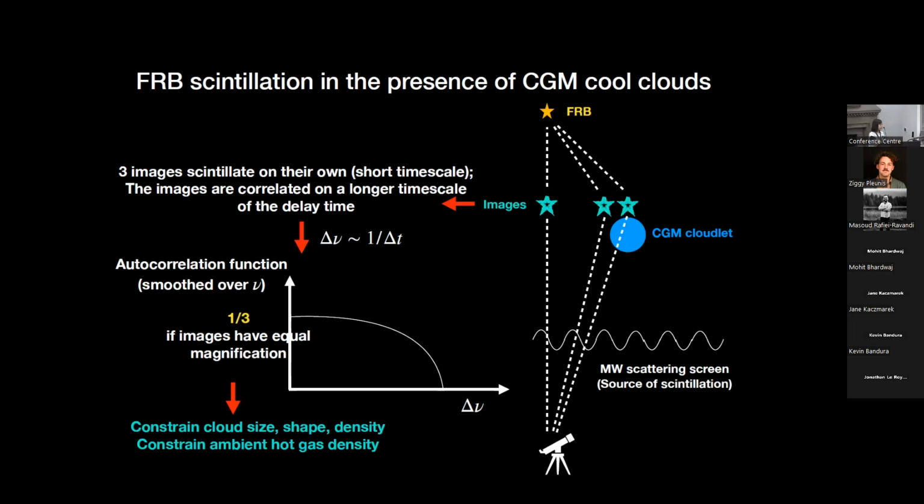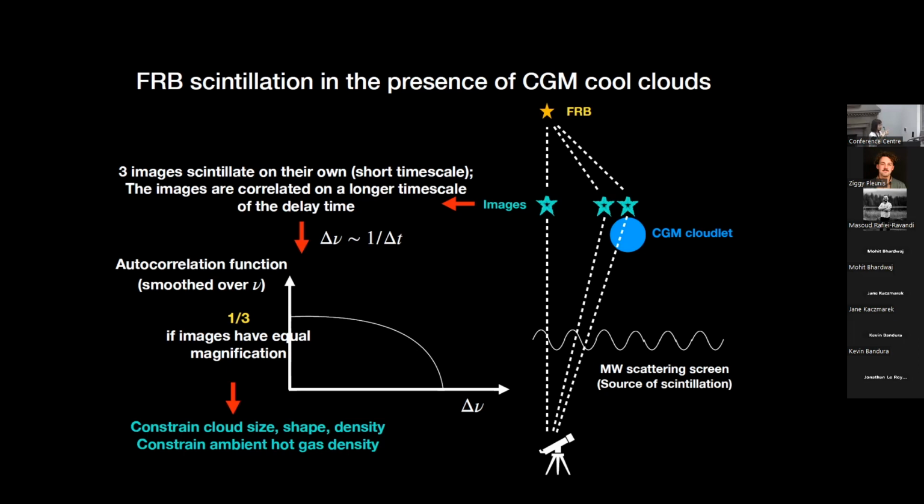So then if we assume that the 3 images have equal magnification, the amplitude of the autocorrelation function will be 1/3, because we are assuming the images are going to scintillate independently on their own. I know this is probably not very clear, but you can ask me later if you're interested. But what this is basically saying is that by measuring the autocorrelation function and then doing some theoretical modeling, we can actually constrain the size, shape, and density of the clouds in the CGM.